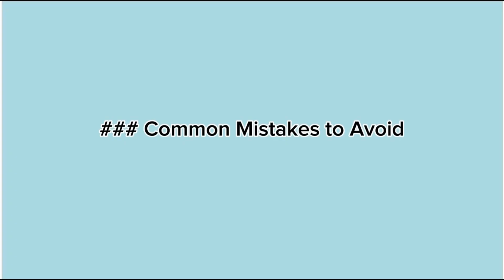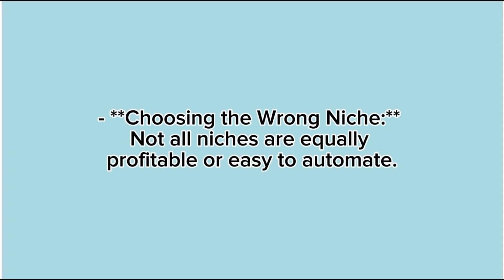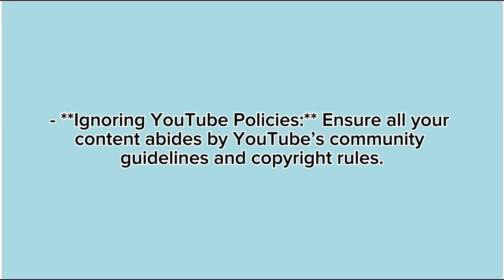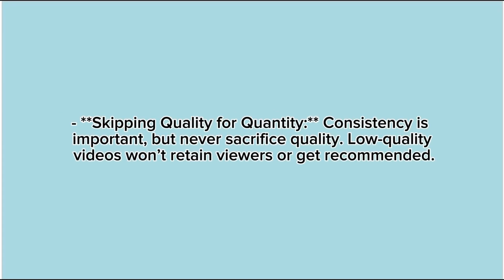Common mistakes to avoid. Choosing the wrong niche. Not all niches are equally profitable or easy to automate. Over-reliance on AI. While AI tools are useful, overusing them without human input can reduce quality. Ignoring YouTube policies. Ensure all your content abides by YouTube's community guidelines and copyright rules. Skipping quality for quantity. Consistency is important, but never sacrifice quality. Low quality videos won't retain viewers or get recommended.